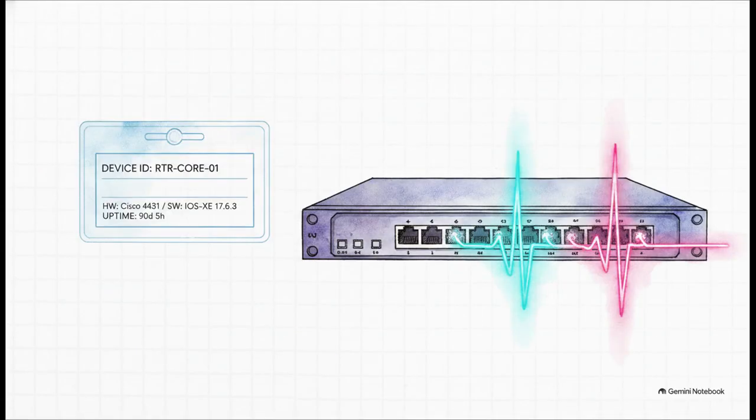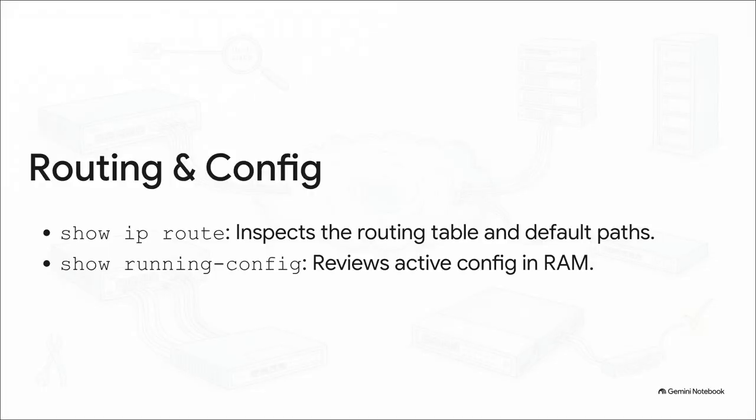First up, show version. This acts as your introduction. It tells you exactly what hardware model you're dealing with, the software version, how long it's been running, and, crucially, why it last rebooted. Second, as we've already seen, show IP interface brief gives you the immediate pulse of all your physical ports in one super clean summary. Next, step 3, show IP route. This reveals the brain of the operation, how the router actually navigates the network and where its default paths point.